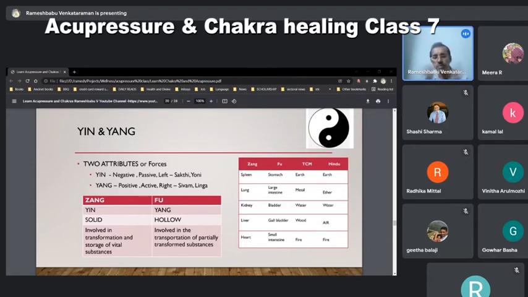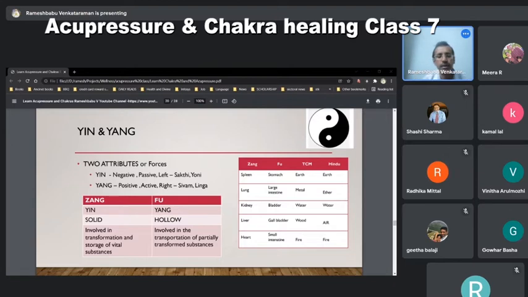See, yin and yang correspond to channels and the two sides of energies, whereas Zhang and Fu correspond to the organs. These Zhang organs are solid in nature. For example, you can take organs like spleen, lung, kidney, liver, heart. These are all solid organs, and they don't actually transport anything. They store. For example, in the lung we store oxygen, and then the blood vessels absorb the oxygen. Similarly, the kidney stores, and the liver stores fat. So these are all storages.